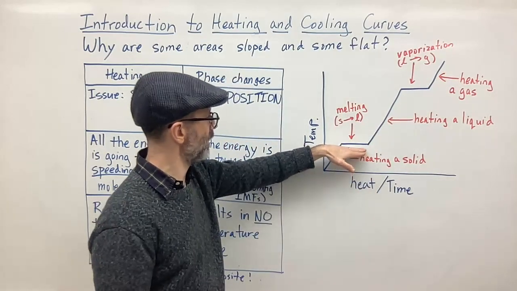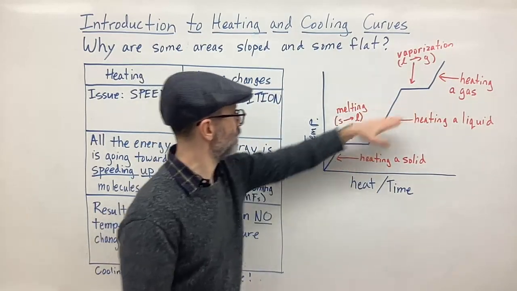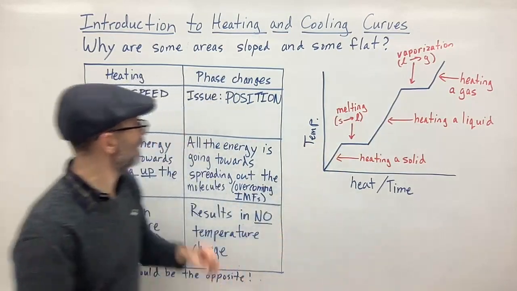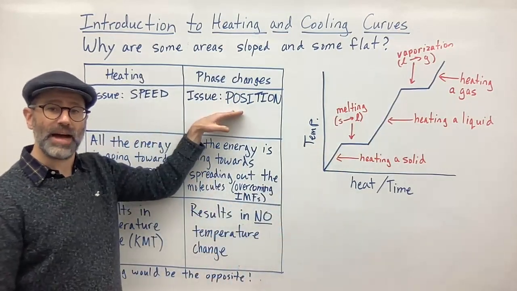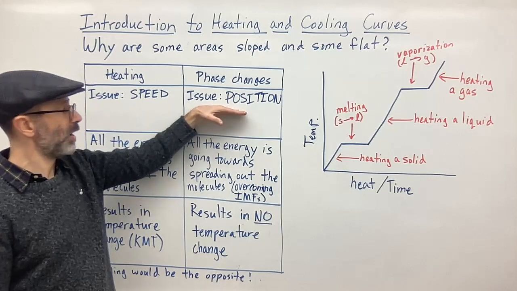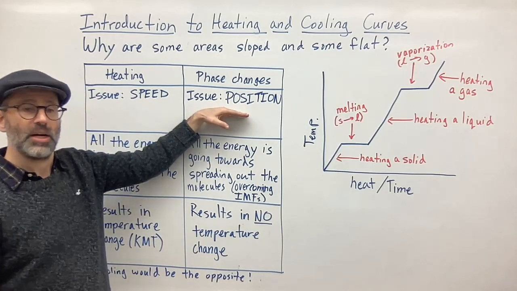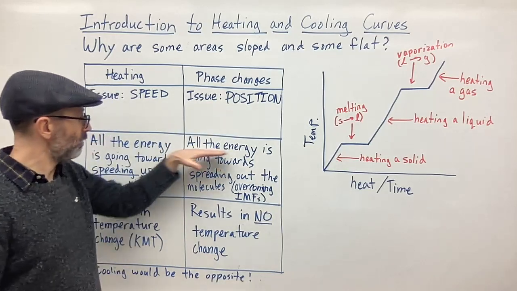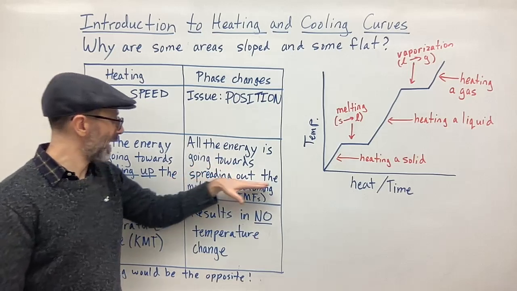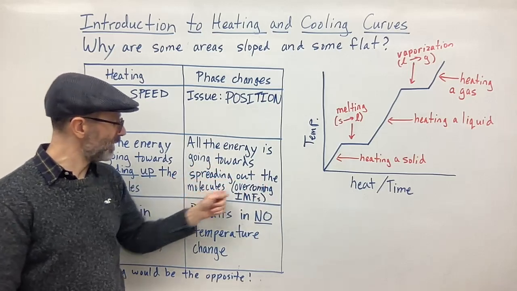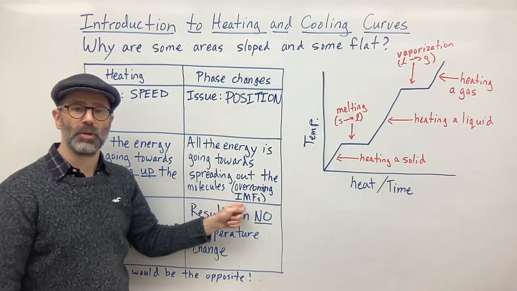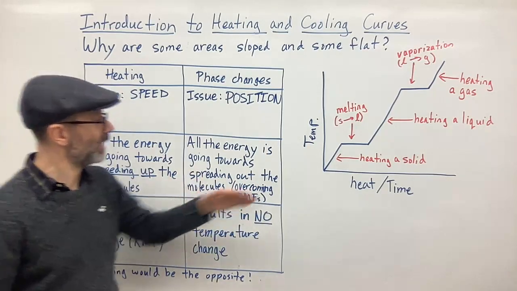So what about here at these flat places? What's going on there? I'm still adding heat, but the flat places are where the phase changes are occurring. So what's happening? All of the energy is going towards spreading out the molecules. That is overcoming intermolecular forces. So what's going on here?